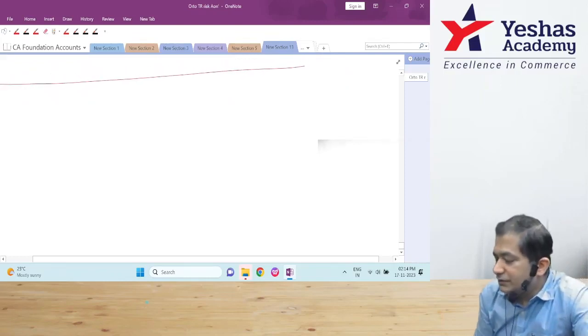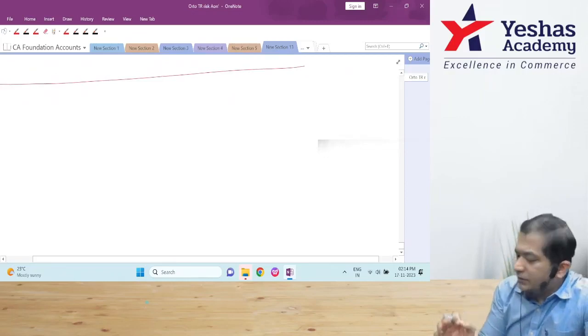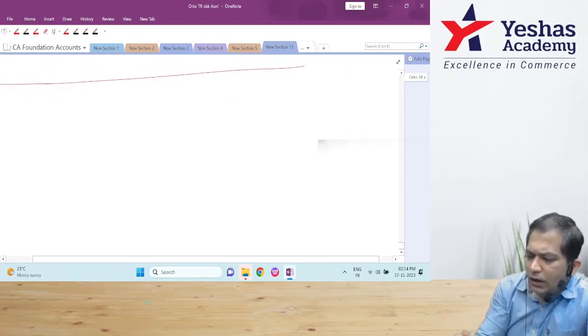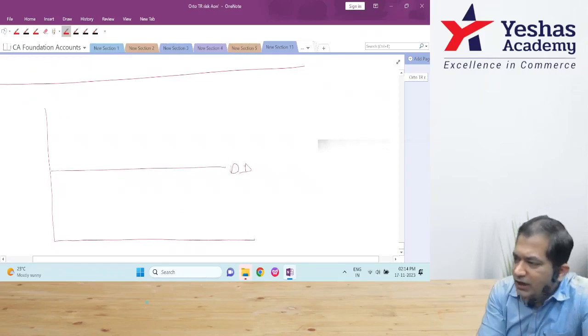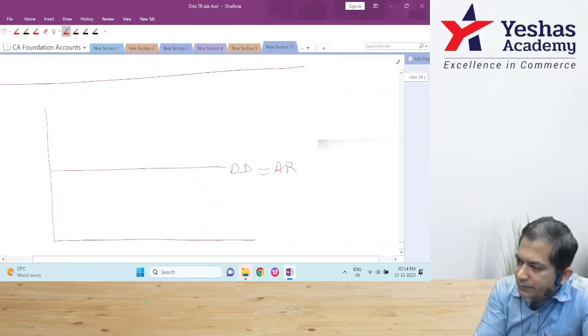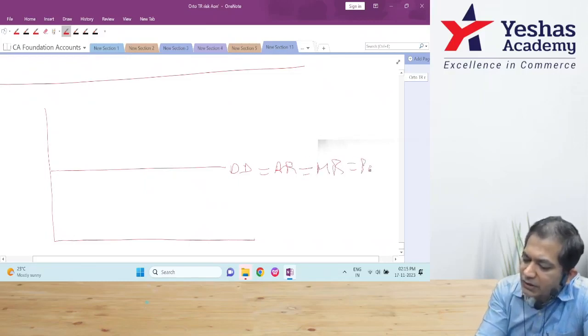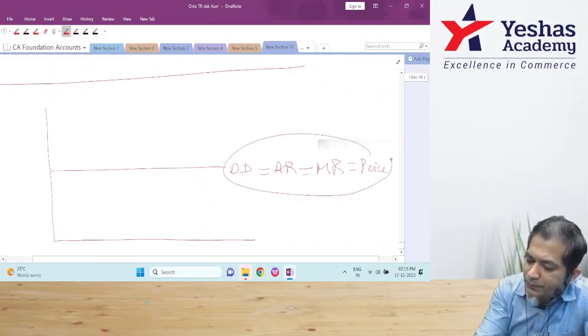Now, what was I saying? Yes. So what happens in this case? You have the demand curve, which is not only the demand curve, but also the AR curve. Not only the AR curve, but also the MR curve. And we know that AR is equal to price. So this is one in all.